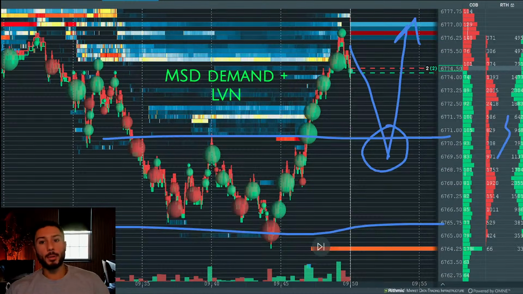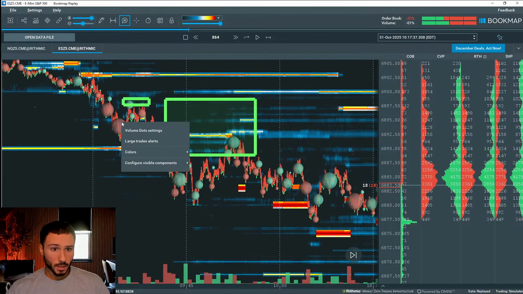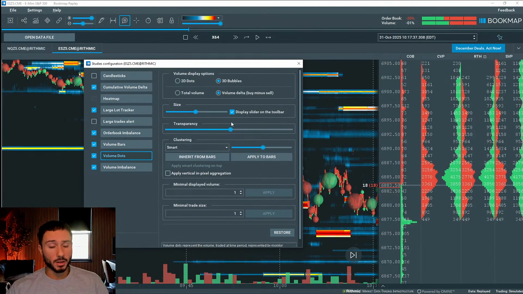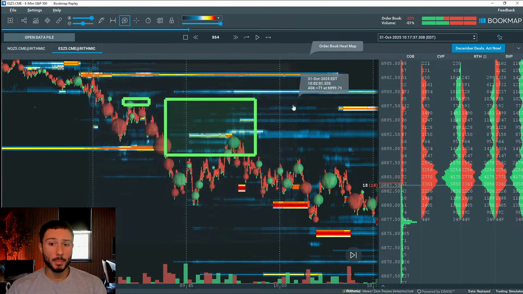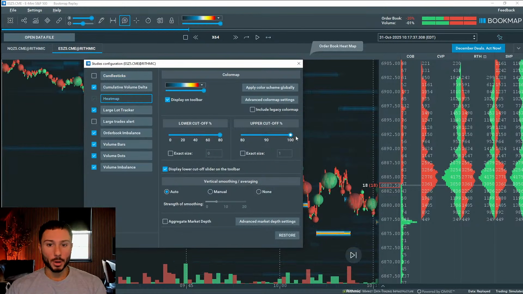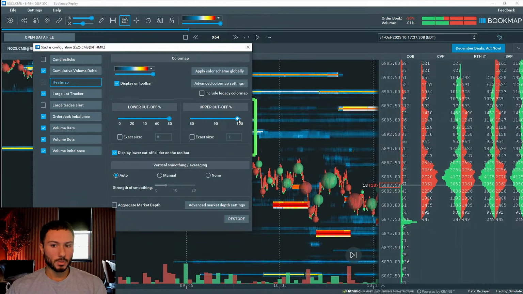What are my volume bubble settings? My volume bubble settings are all default. If I go here, to volume settings, if you're watching this after the fact, you could go back and pause the video here. Mine are all default. Nothing's changed on my Bookmap. The only thing that I do change is I adjust the upper cutoff. I put it all the way to 100, and then I adjust it until the heat map moves one time. So watch, you'll see the heat map move once, right there. As soon as it changes once, that's what I leave it at.